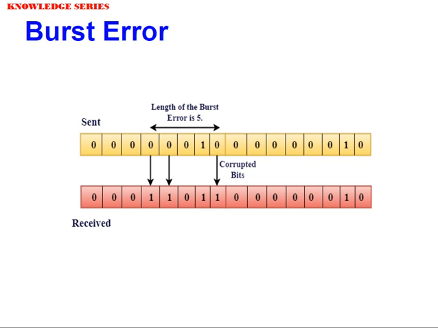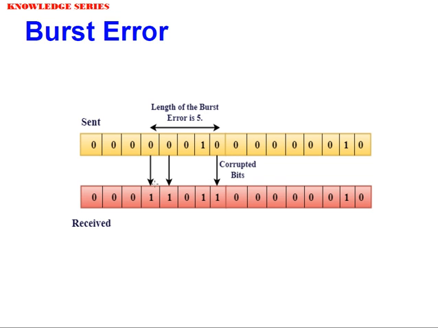Now we go to the next one, the burst error. A burst error means that two or more bits are changed from 0 to 1 or from 1 to 0. A burst error is determined from the first corrupted bit to the last corrupted bit. This is a parallel transmission from the sending side to the receiver side. You can see here the first bit, and like that there is another bit, third bit, fourth bit.